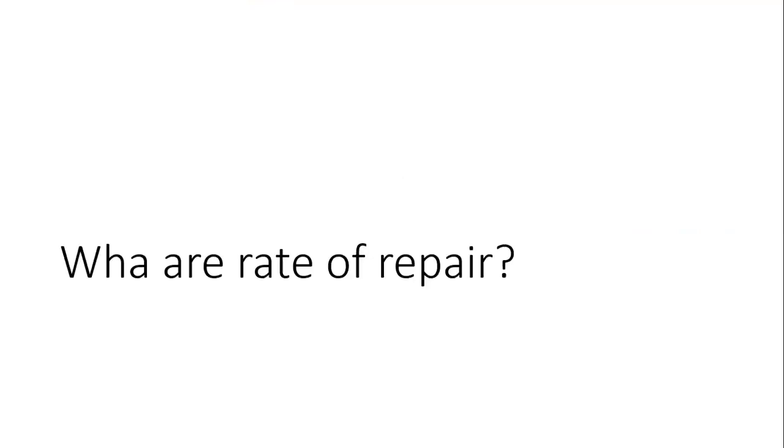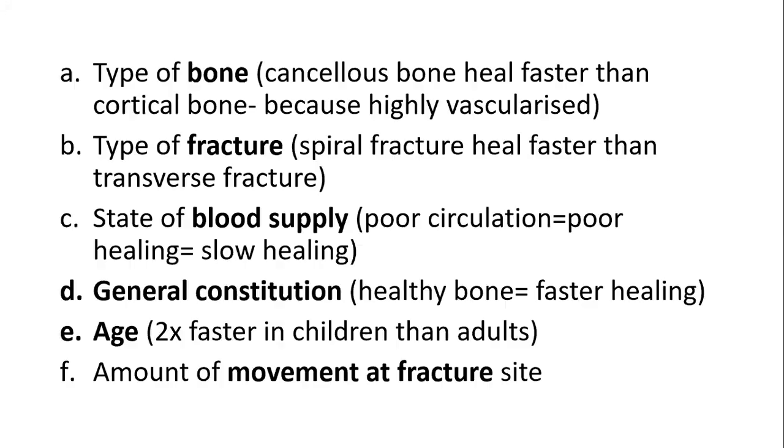So today we are going to study fracture healing. So what is the rate of repair? Usually it is based on the type of bone. Cancellous bone can heal faster than cortical bone because it is highly vascularized. And then the type of fracture: a spiral fracture heals faster than a transverse fracture. And then the state of the blood supply.